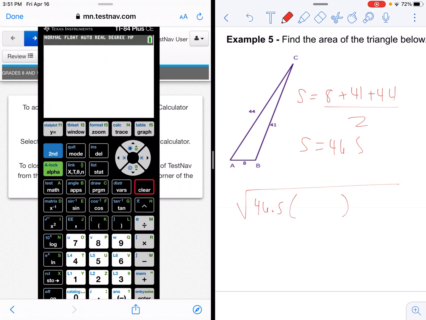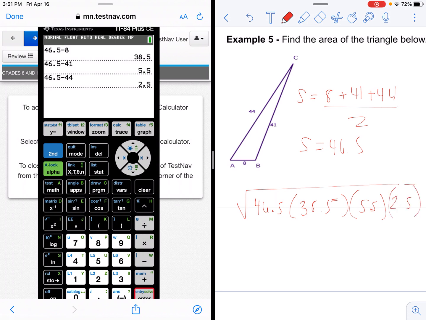So I'm going to start with the smaller one, 46.5 minus 8. 38.5. Okay, then I'm going to do 46.5 minus 41. 5.5. And then I'm going to do 46.5 minus 44. And I get 2.5. And now I'm going to take the square root, and multiply all of these numbers together. So the area of this triangle is 156.9.